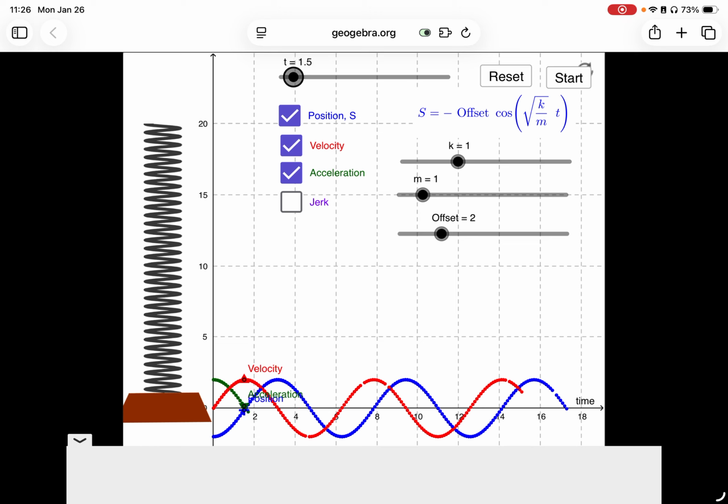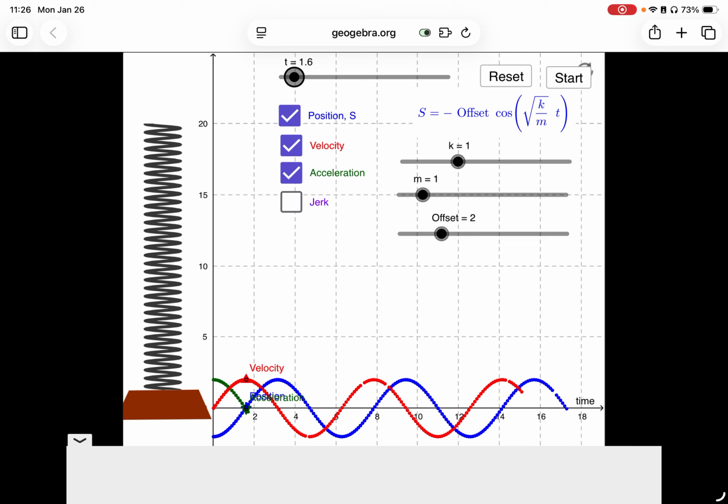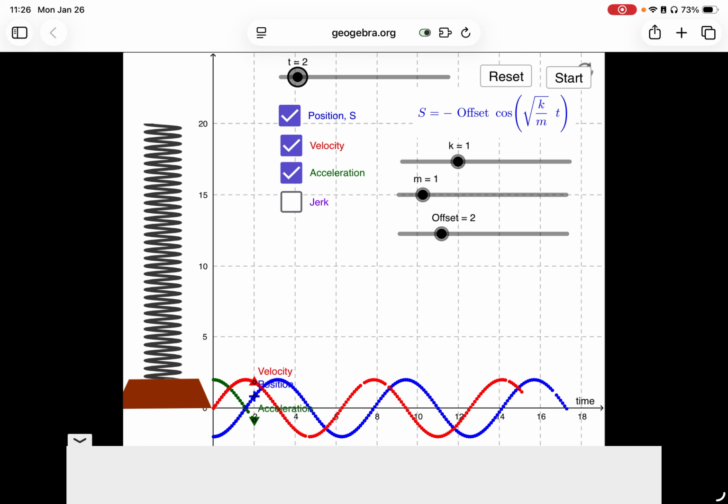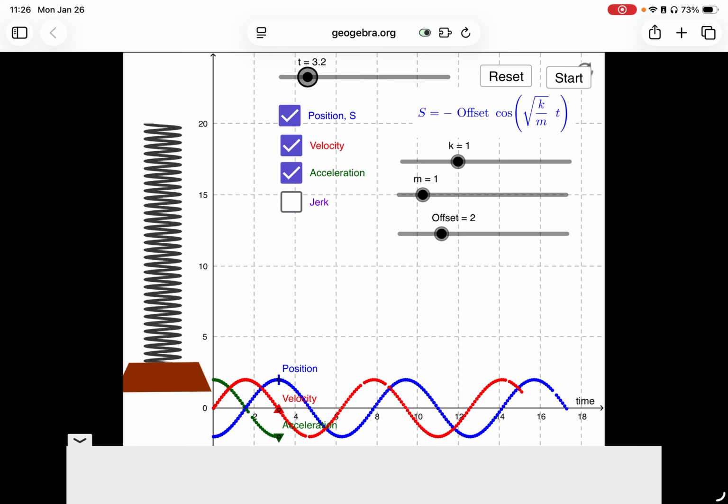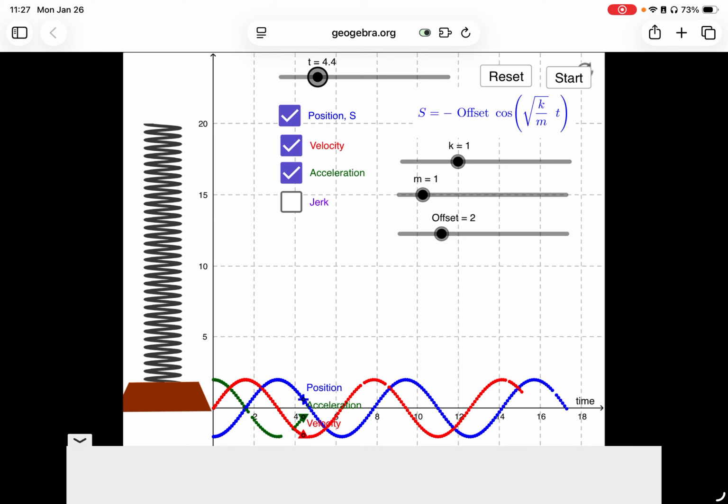Once again, when the position is at zero, the acceleration is also zero. That's because the spring is now neither compressed nor extended, so there's no force being exerted. And then when we reach the very top of the motion here, the acceleration reaches this trough, which means it's very large and negative, meaning that we are now going to be accelerating our mass downwards. Okay, so we've reached this maximum position.